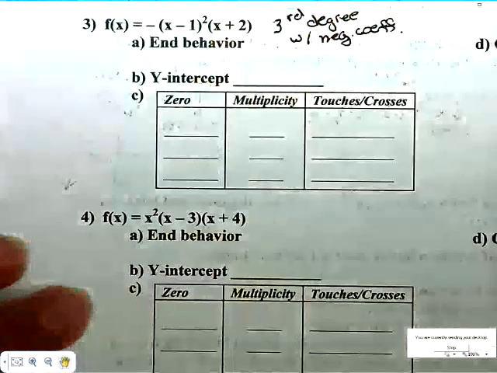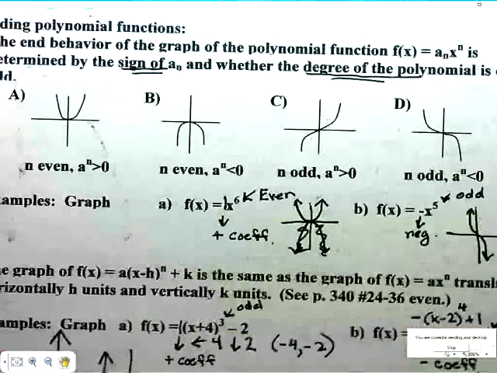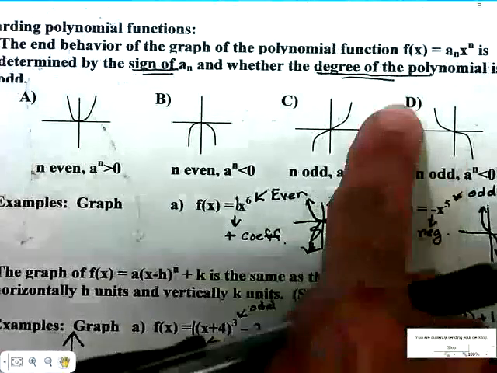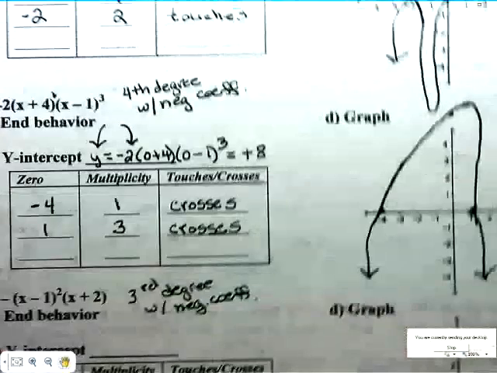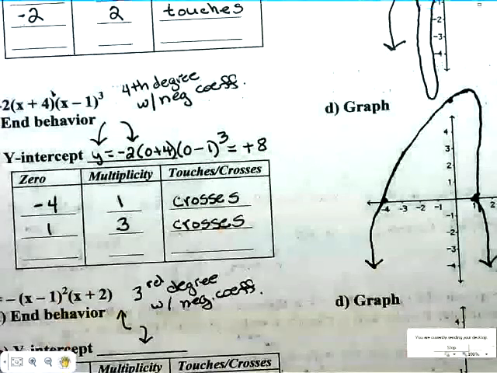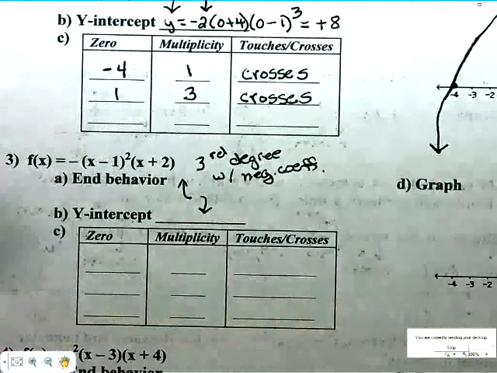Does this mean that this graph basically looks like A, B, C, or D? Odd degree, negative coefficient, goes up on the left and down on the right. I don't know how many squiggles may be in the middle, but I know it's not going to be more than 2.